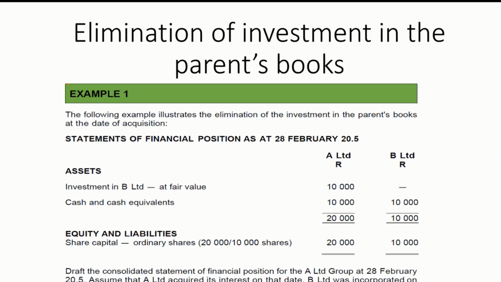Why? Because the journal entry to eliminate it should be credit investment of 10,000 and debit share capital of 10,000. Good. So if I've got share capital of 30,000 and I debit 10,000, I'm left with 20,000. If I have 10,000 of investment in B Limited and I credit it, I've got 0. So you see how easy consolidation is. Add them, eliminate. Add together, eliminate.